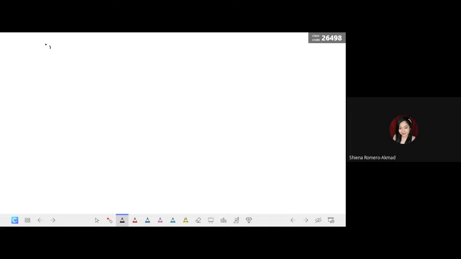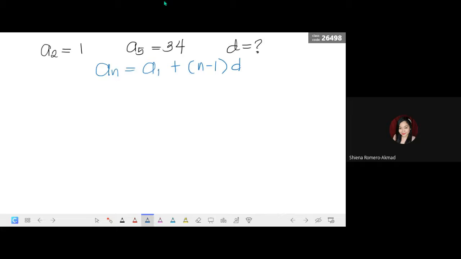So, our A sub 2 is 1 and our A sub 5 is 34, tama ba ko nung naalala? And we are going to look for the difference. Okay? So, ano yung pwede natin gawin to do this? Of course, balikan ninyo yung general term ng arithmetic sequence. Yung general term niya is A sub n equals A sub 1 plus n minus 1 times the difference.